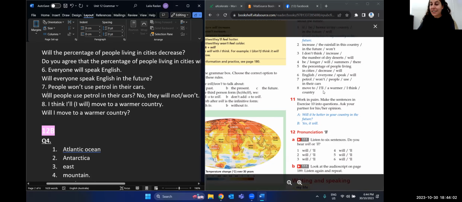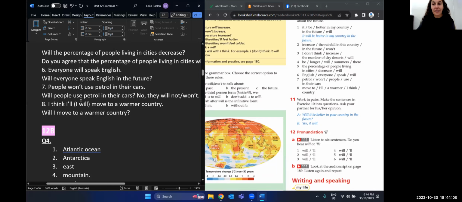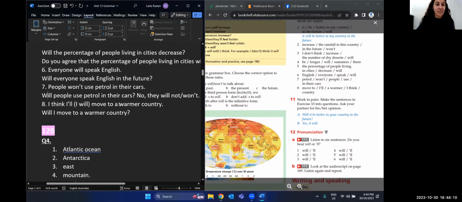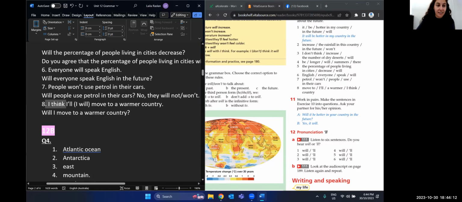And the last one, I can see subject, so I'll start with I'll. But I think I see I think first. So I think always comes before the subject. I think he, I think I, I think we, I think you. So I think is just showing my opinion. I think I'll move to a warmer country.